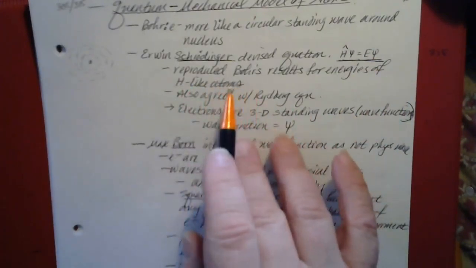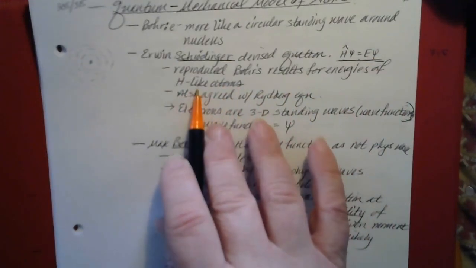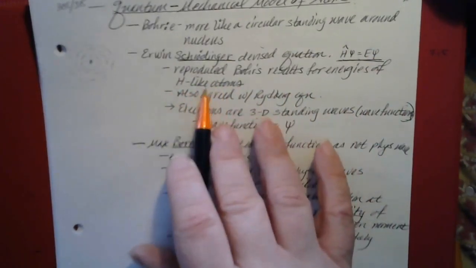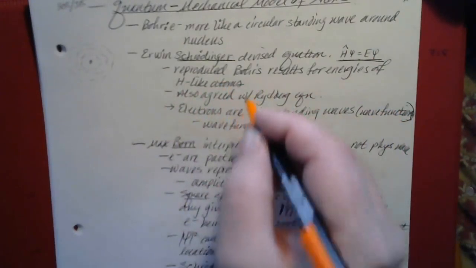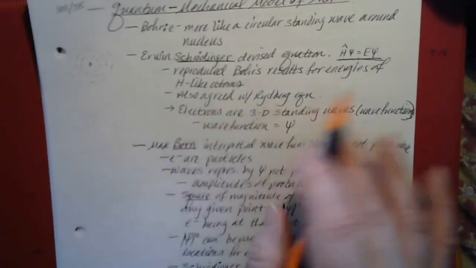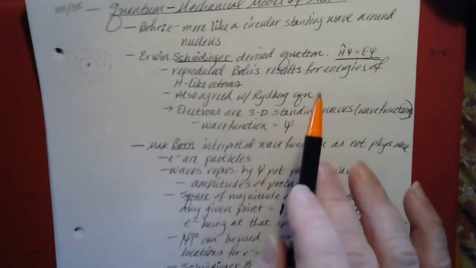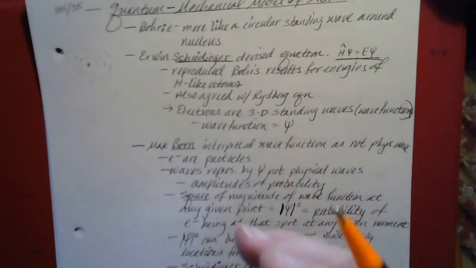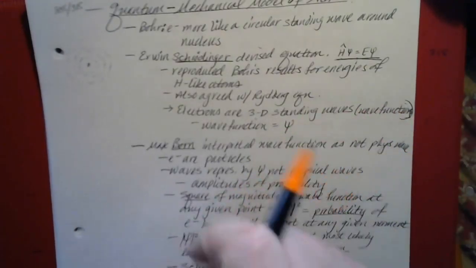But anyway, he was able to reproduce Bohr's results for the energies of hydrogen and hydrogen-like atoms. Remember, hydrogen-like atoms are basically any atom or ion that only has one electron. That would be a hydrogen-like atom or ion. This also agreed with the Rydberg equation. And so when your new equation agrees with all kinds of stuff that already exists, that's a pretty good sign that you're onto something.